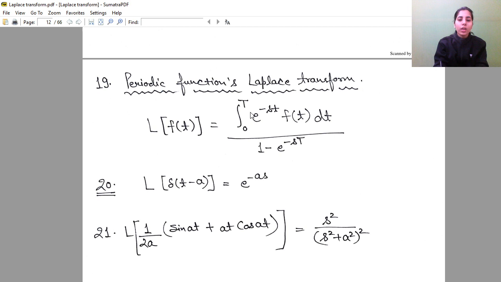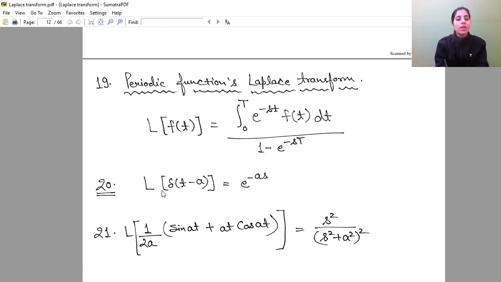So for periodic functions, if you want to find the Laplace transform, that will be the integration from 0 to capital T of e to the power minus st f(t) dt, upon 1 minus e to the power minus sT. When you use this formula, it's going to make things easy and simple for you, and you will not have to solve it with the series or just the basic formula. You can directly solve it by using the Laplace transform of a periodic function.